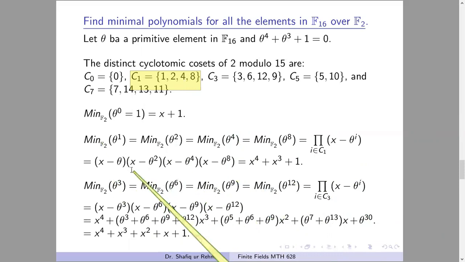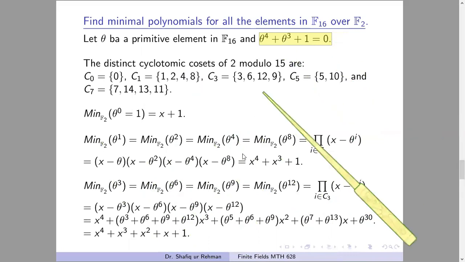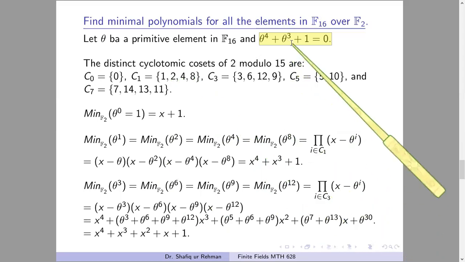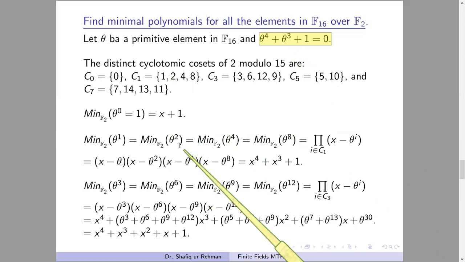and after multiplication we will get that they have the same minimal polynomial as theta, because we know that theta has this minimal polynomial. So they all will have the same minimal polynomial because they have the same formula, because C1, C2, C4 and C8 are the same. So we know that theta has this minimal polynomial, therefore theta square, theta 4 and theta 8 also have the same formula, therefore they will also have the same minimal polynomial.